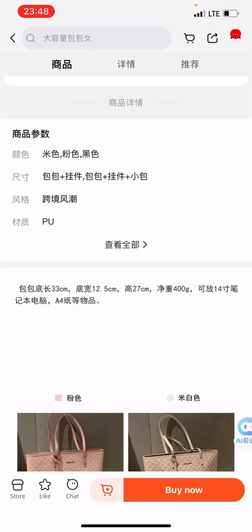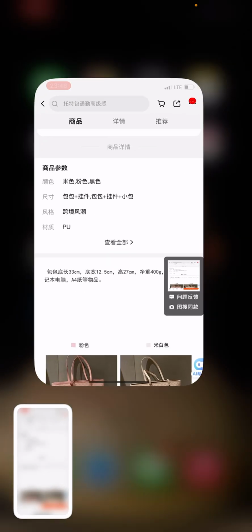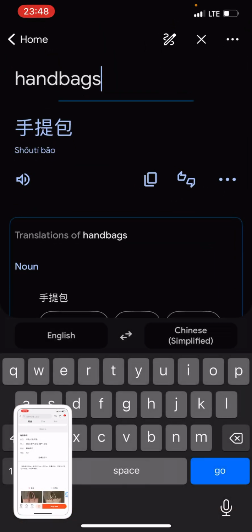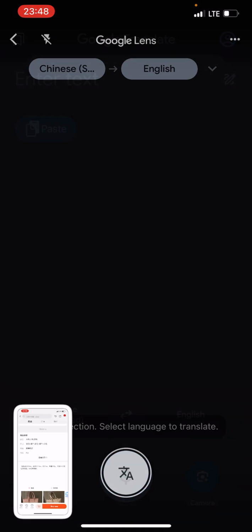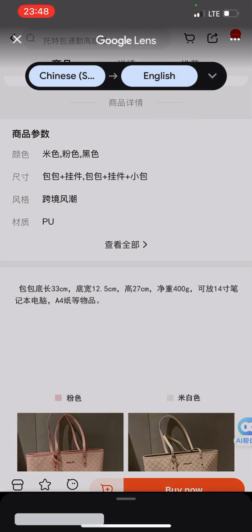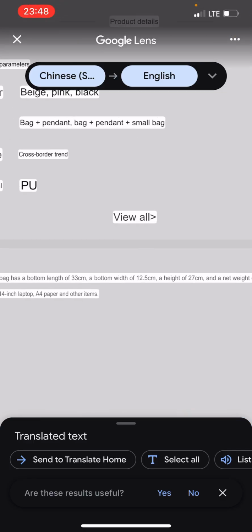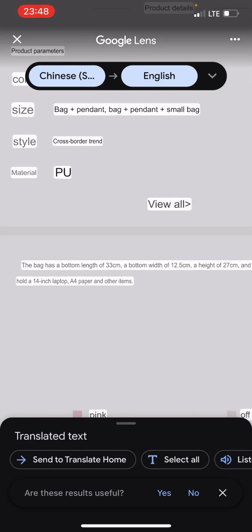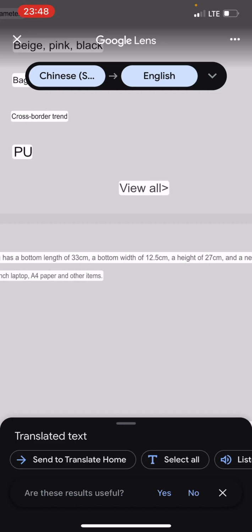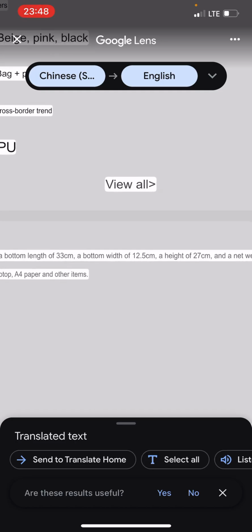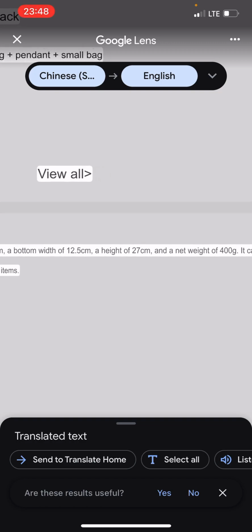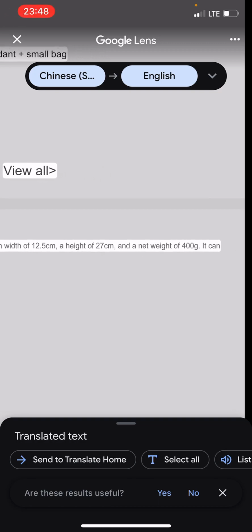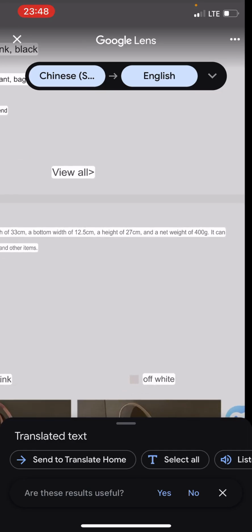on our channel? Okay, so I think this is the measurement through sea. Let me screenshot and translate so that I will not be using my head, because in importation you don't use your head, right? You do the necessary things. Okay, the bag has a bottom length of 33 centimeter, a bottom width of 12.5 centimeter, a height of 25 centimeter, and the net weight of it is 400 gram.